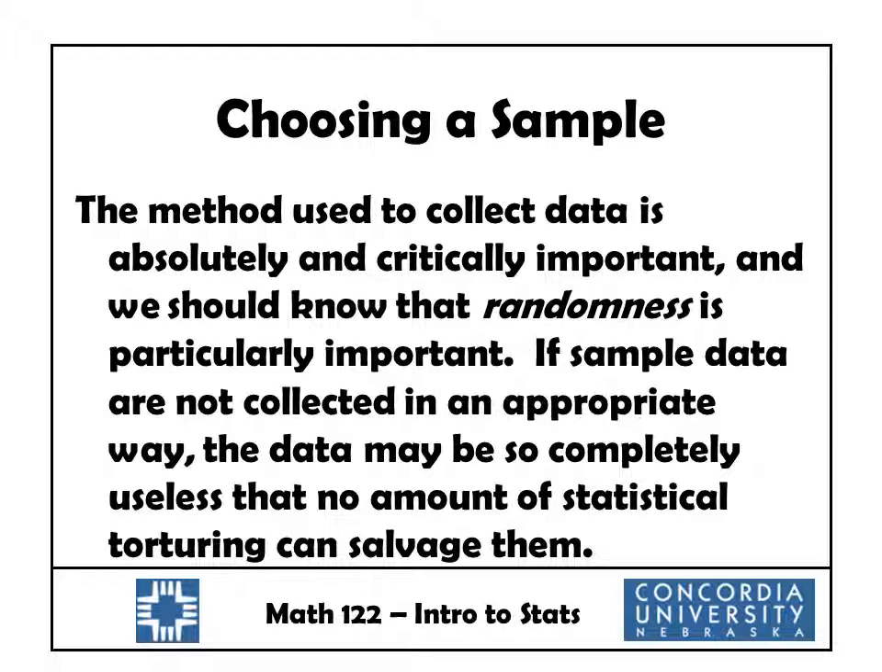The main point of Chapter 1 is about choosing a sample. Choosing a sample is the first step in doing some sort of statistical analysis. It's also the most difficult step to some extent. As we pointed out, if sample data are not collected in an appropriate way, the data may be so completely useless that no amount of statistical torture can salvage them. If you don't collect your data appropriately, you can't crunch the numbers enough to get a valid result.